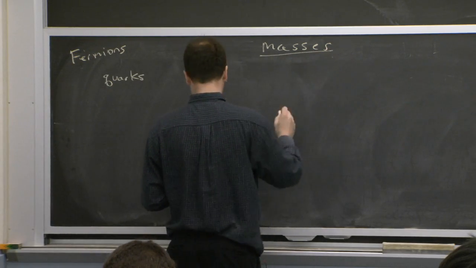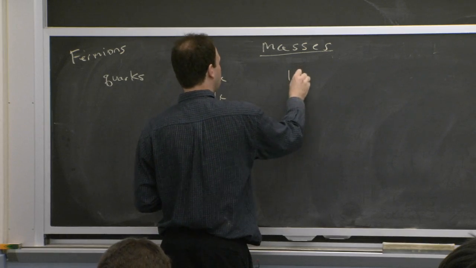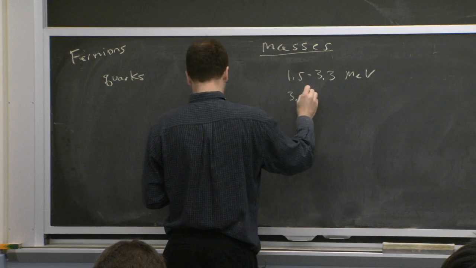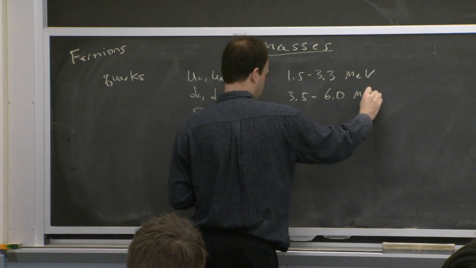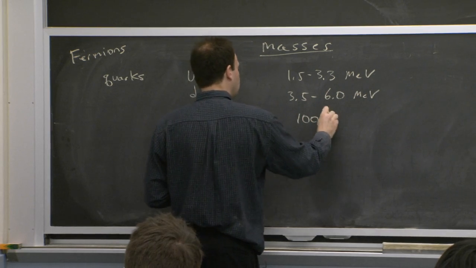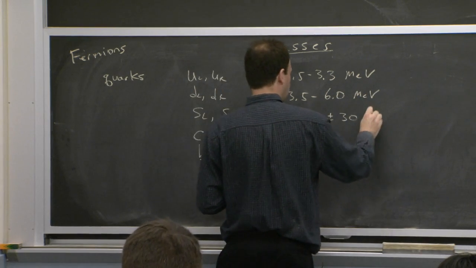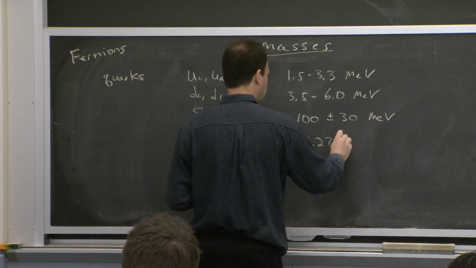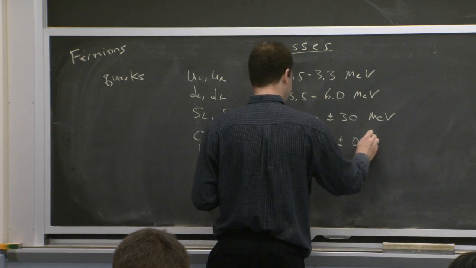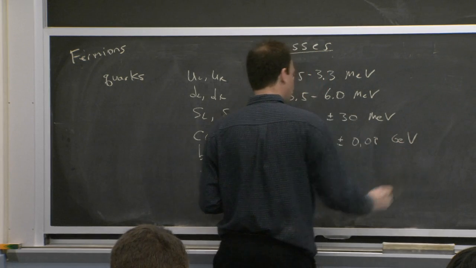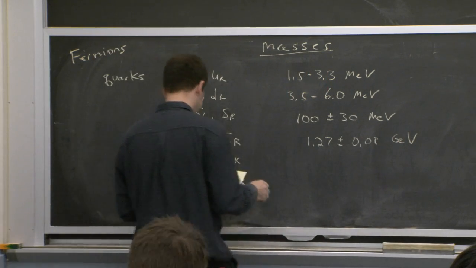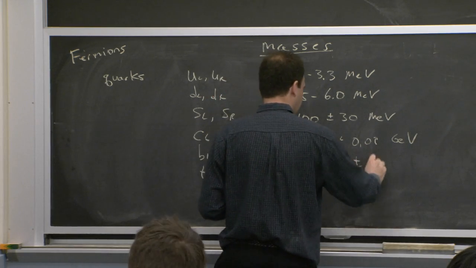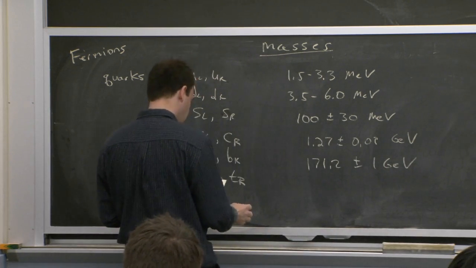What masses do we have? Up quarks and down quarks are rather light, a couple of MeV. It's hard to measure the light ones. It's a little easier to measure. Everything's going to be in MeV. I'm going to stop writing MeV. Oh, that's not true. I switched to GeV. Sorry. Everything's going to be in GeV. Oh, sorry, that's the top quark.